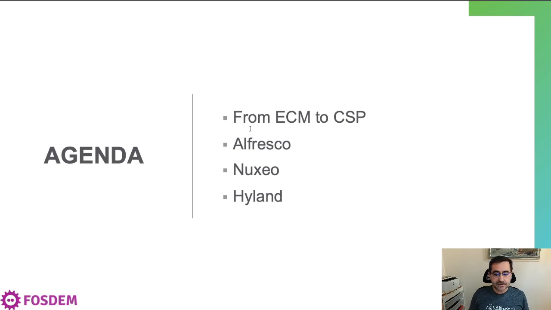The next section will be focused on the Alfresco platform that is provided using LGPL v3 license. And after that, we'll move our focus to the Nuxeo product that is provided using an Apache v2.0 license. In the final part, some time is reserved to describe the Hyland open source vision for the next years. But let's get started now with that ECM to CSP transition.